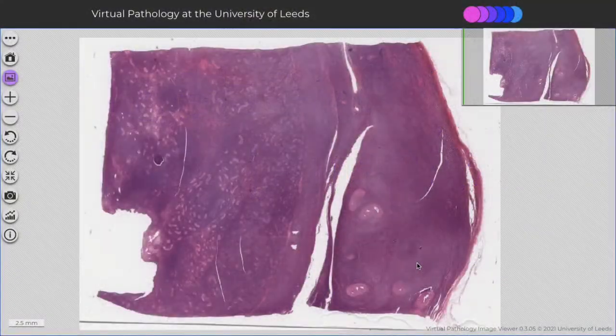Hi there, this is an example of a testicular lymphoma. On low power, this is the testicular parenchyma completely replaced by sheets of blue cells, which has replaced most of the testicular architecture, but you can see some residual pinkish tubular structures here which represent the seminiferous tubules.